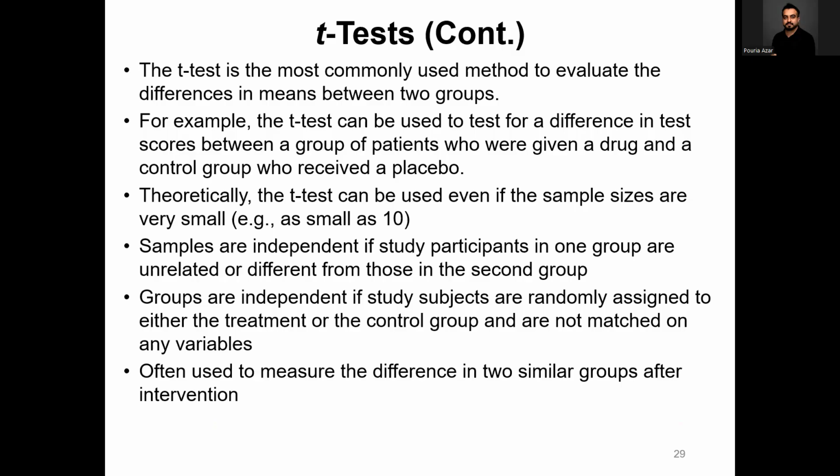We can use a t-test if the sample size is very small and samples are independent if study participants in one group are unrelated or different from those in the second group. Groups are independent if study subjects are randomly assigned to either the treatment or the control group.